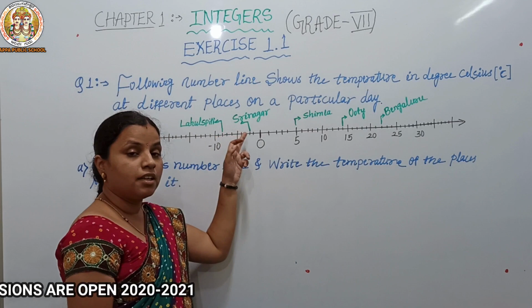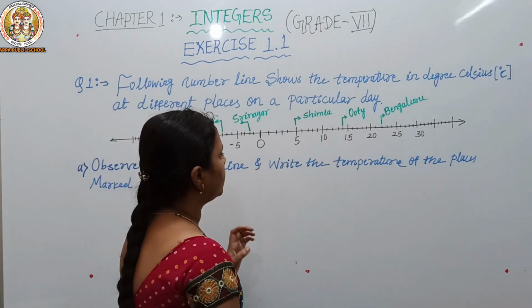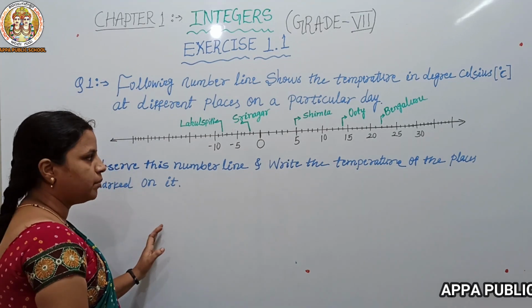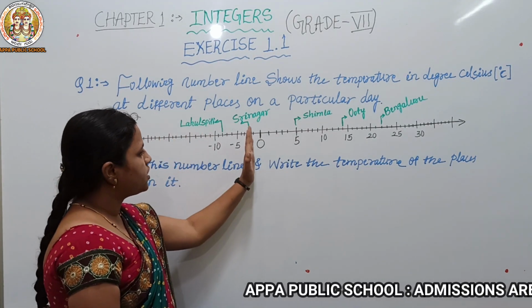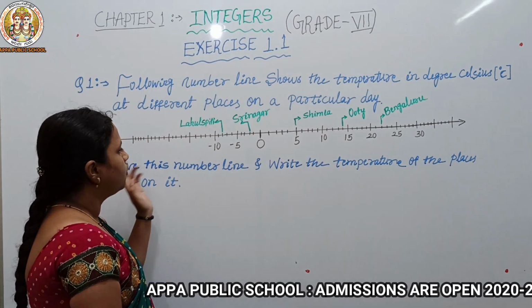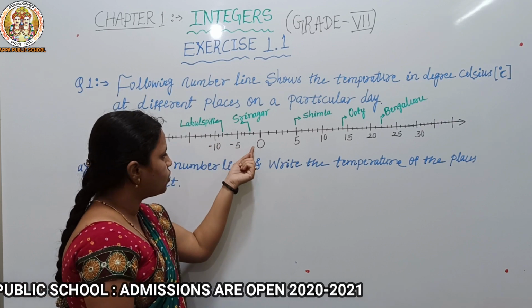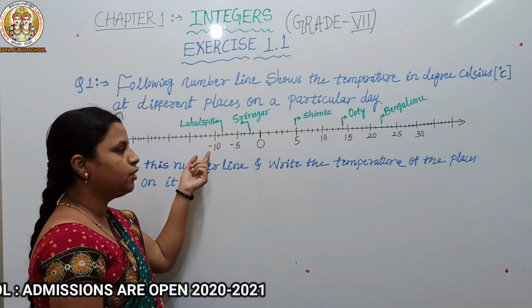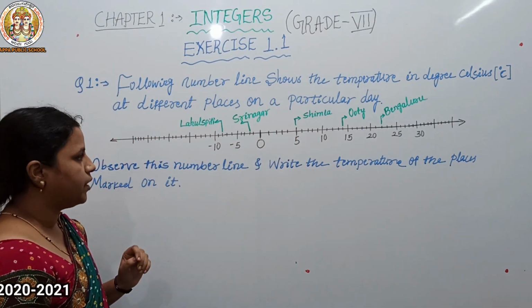As in the representation of a number line, I told you that on the right hand side we represent the positive numbers and on the left hand side we represent the negative numbers. See here also, on the left hand side we have the negative integers. Here also there is a difference of 5: 0 to -5, -5 to -10. So we have the same difference on the number line.